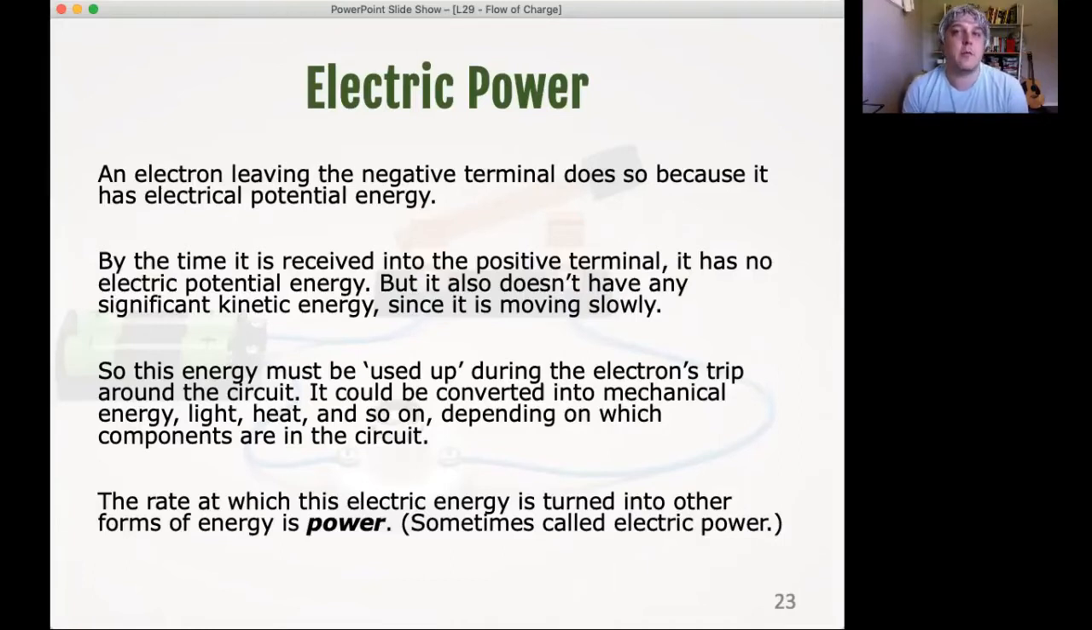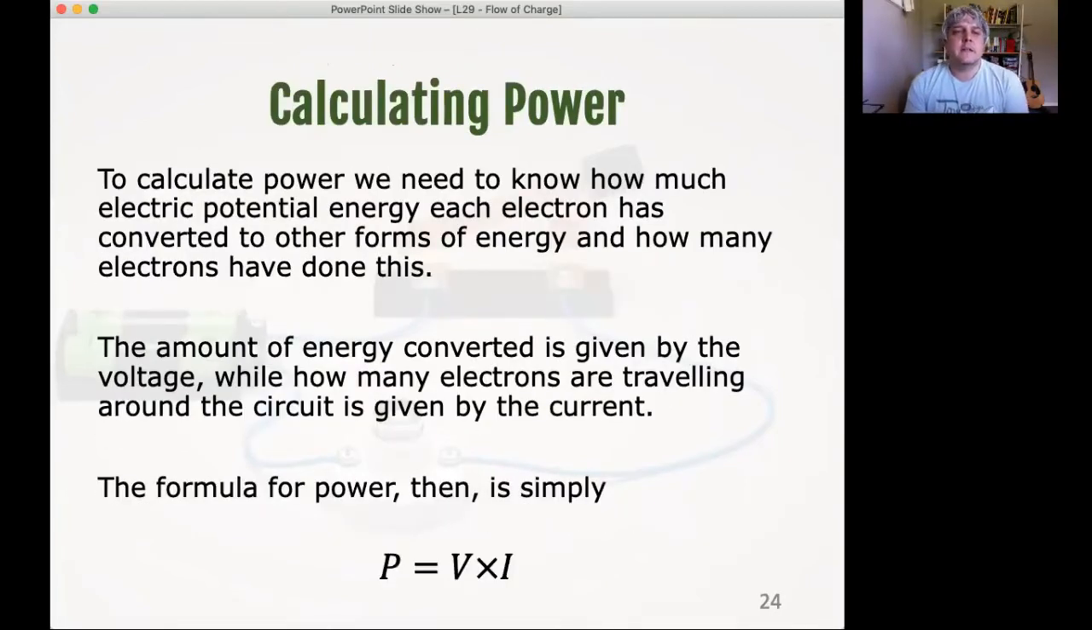It's power. It's the rate of work per second, right? So work per second is just our same definition of power, but now we're talking about work done due to an electric potential energy that an electron had to start with. To calculate power, you need to know how much electrical potential energy each electron has converted into other forms of energy and how many electrons have done this.